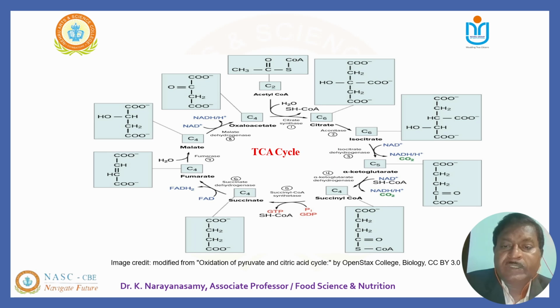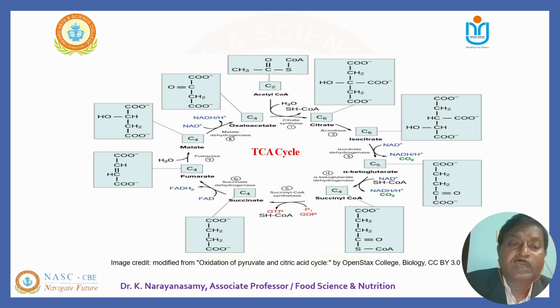where NAD is converted to NADH plus H plus and CO2, and you see that you are getting succinyl-CoA. Succinyl-CoA is converted into succinate by removing one molecule of GTP and coenzyme A, and you are getting succinate here. Succinate is converted into fumarate by conversion of FAD to FADH2, and you are getting a 4-carbon molecule called fumarate.